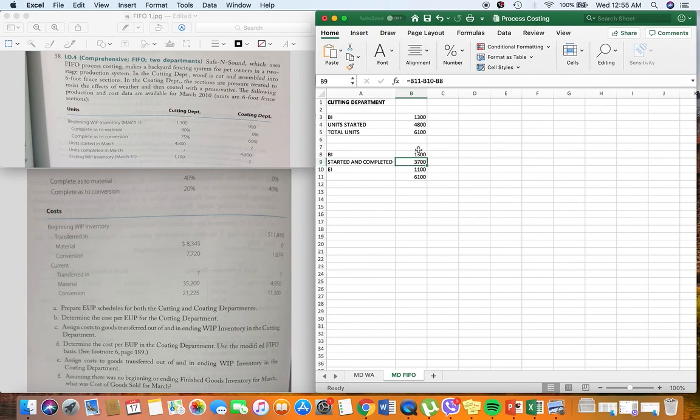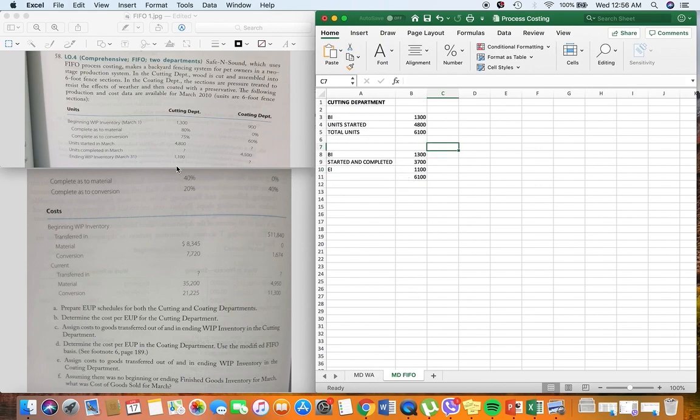and we'll get 3,700. So, of course, the first assumption in FIFO is that the units in the beginning inventory were the ones we finished first at the start of the month. So, we assume that a total of 5,000 units were completed for the month of March. Okay? So, let us now compute for the EUP.